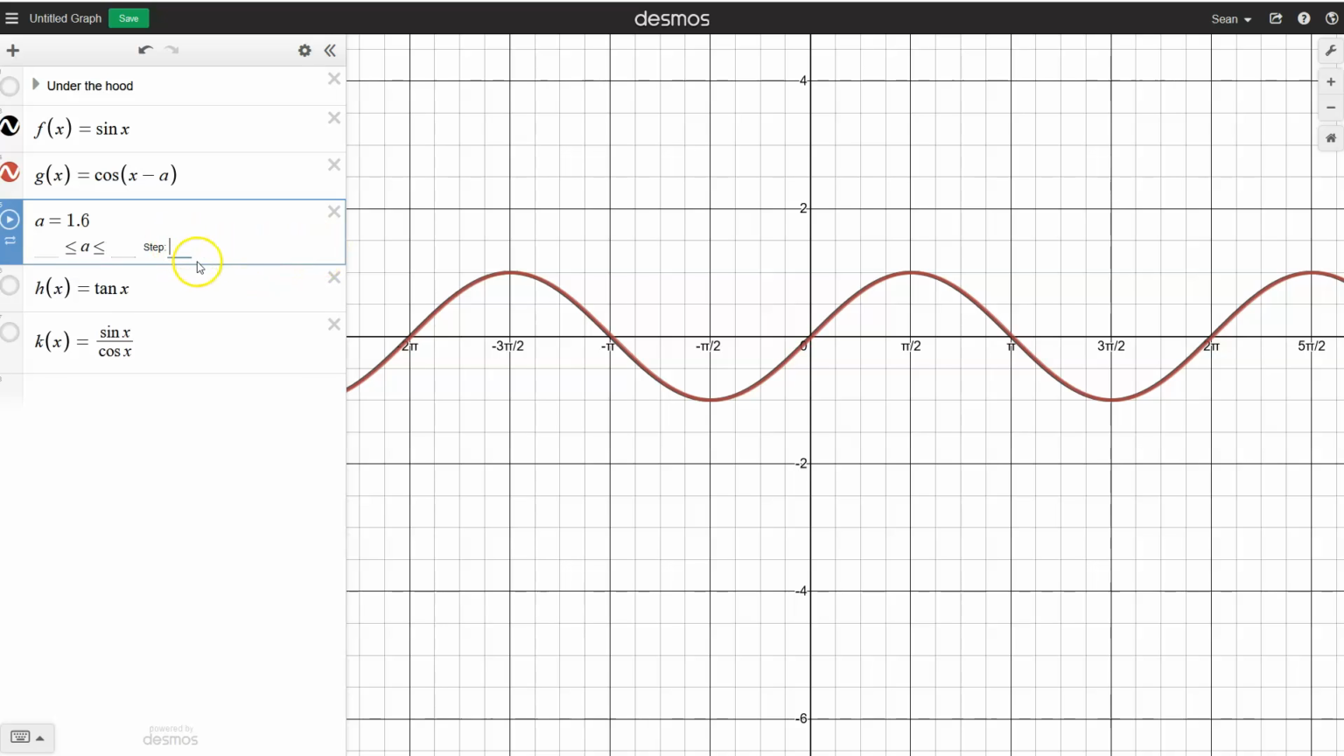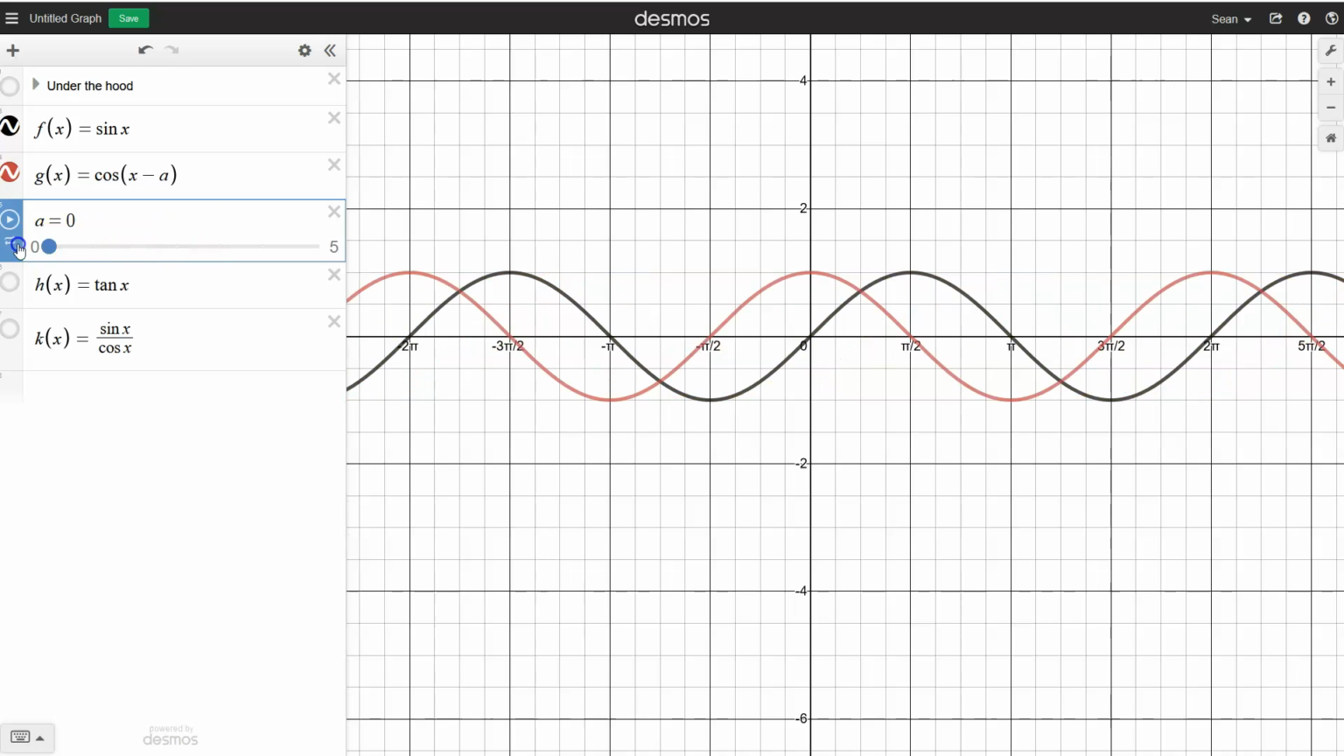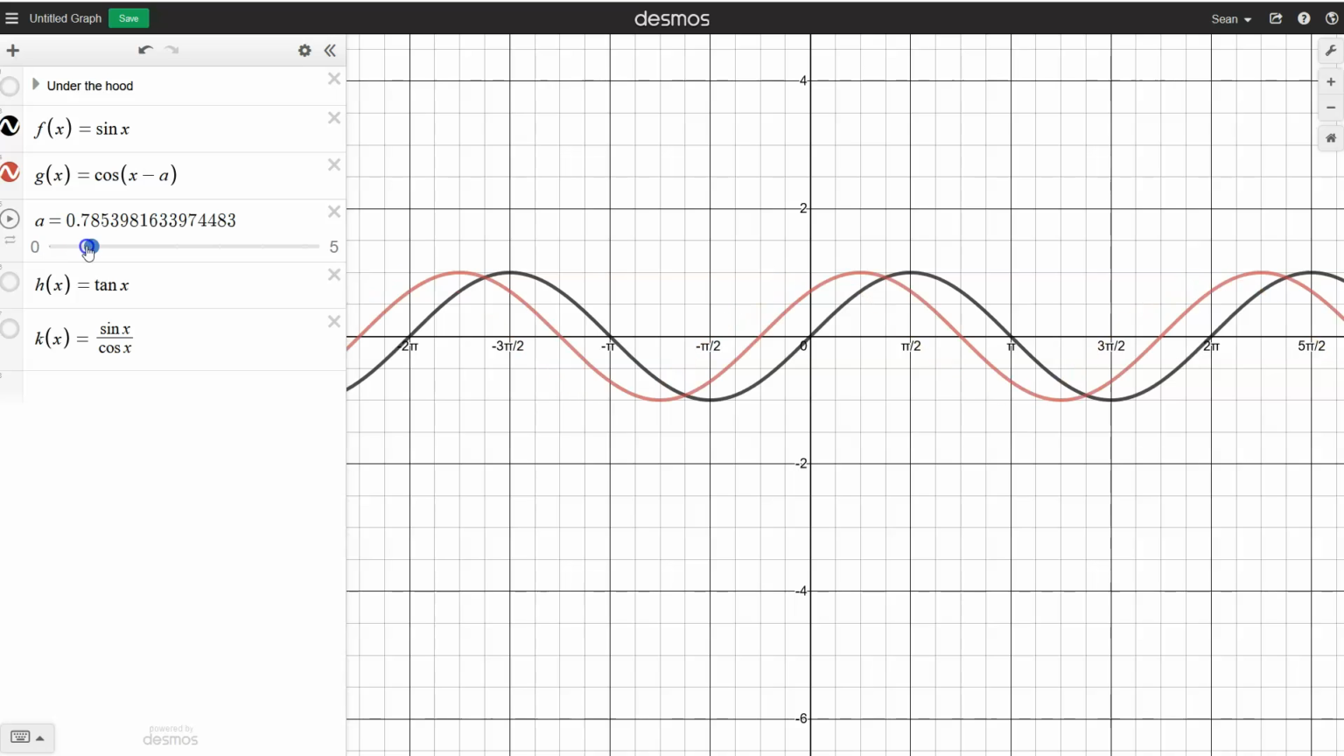Let's see, 0 to 5, let's say. Shifted by 90 degrees, so that'd be from 0, pi over 4, pi over 2. You see they're sitting on top of each other. So they are really very closely connected in that way.